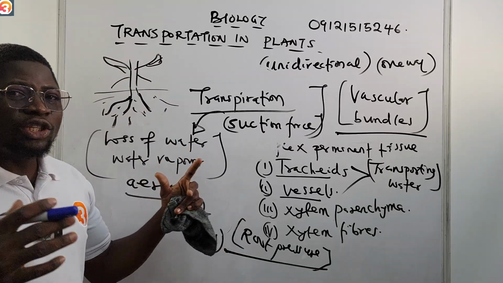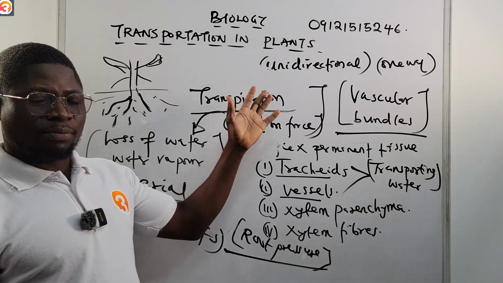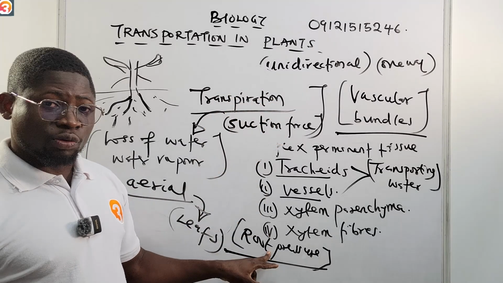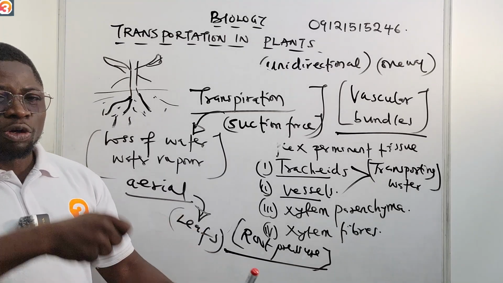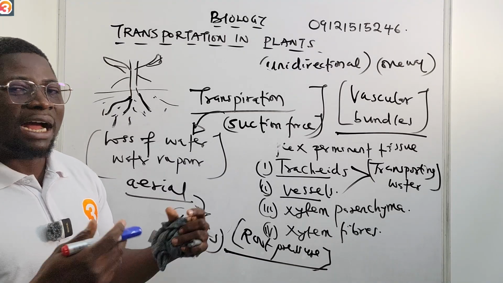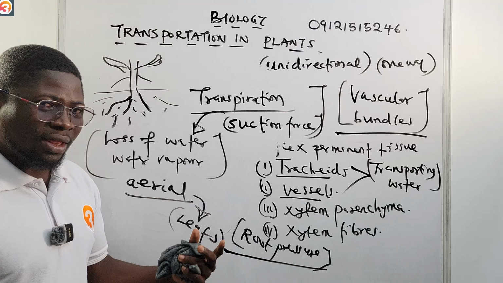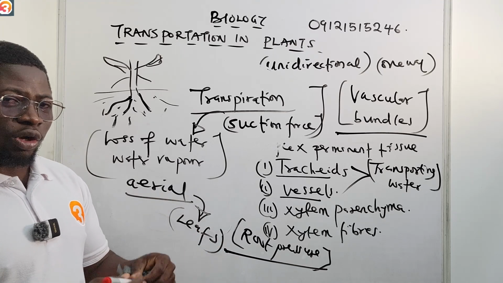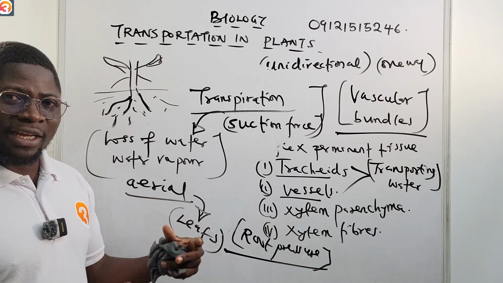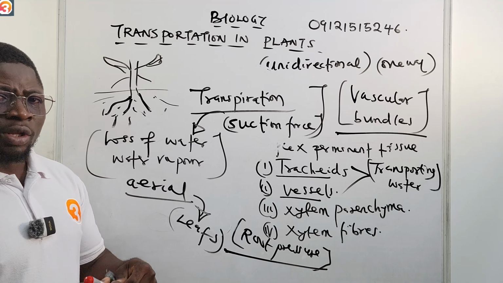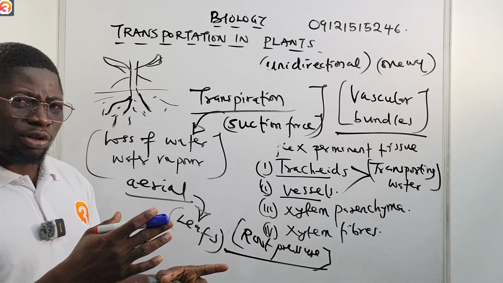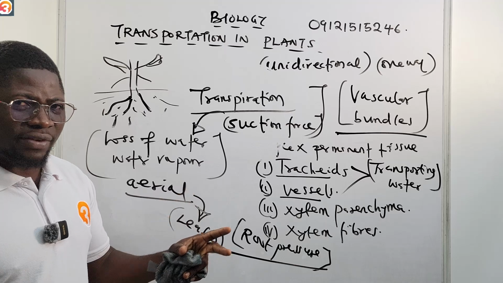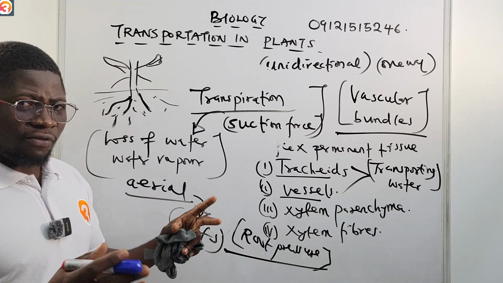Now, in very tall trees, due to transpiration pull along with root pressure, water is transported to the upper part of these very, very tall trees as a result of movement of ions from cell to cell, and also as a result of concentration differences.